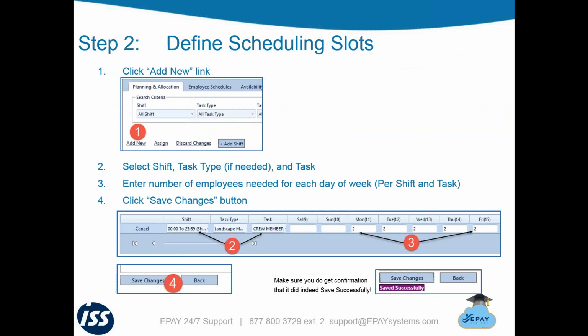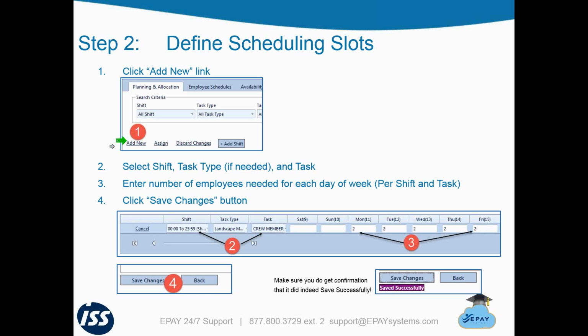After we do some of the basic framework of our schedule, we're going to go into step 2 now and define our scheduling slots. After this slide, I'm going to stop here and we'll do a little demo so you can see how to put this all together. So in step 2, we're going to click Add New Link. You see there's a little line with Add New. You just click on that.